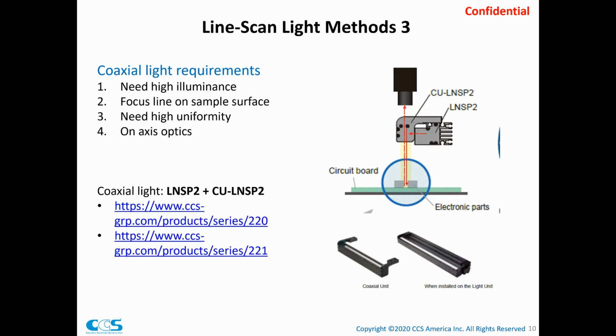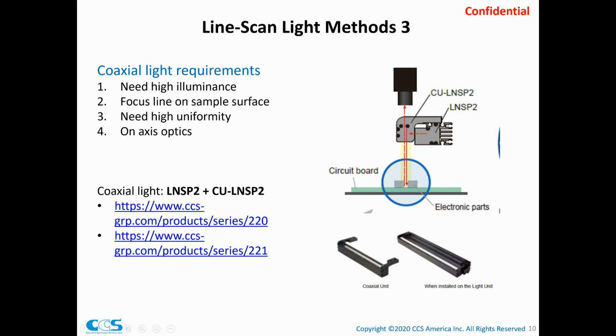So the requirements for the coaxial light: the first two are the same as a front light, but there are two more requests. The first and most critical is the on-axis optic. Usually what we need is a half mirror or beam splitter.